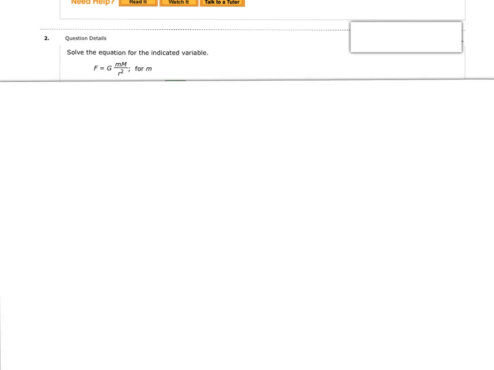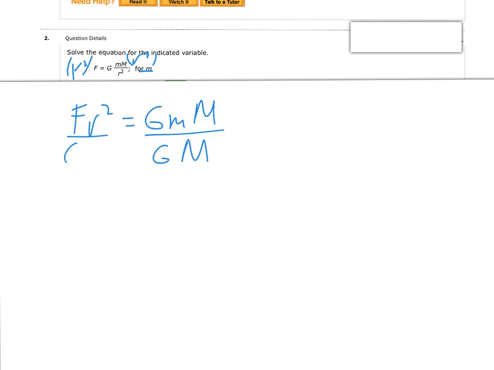All right, next up here, number 2. So for this one, we wanted to isolate m. So I would first multiply the r squared over to the other side. And so we get f times r squared equals g times little m times big M. And so then we would just want to divide by big G and big M since we're trying to isolate little m there. So there you go.